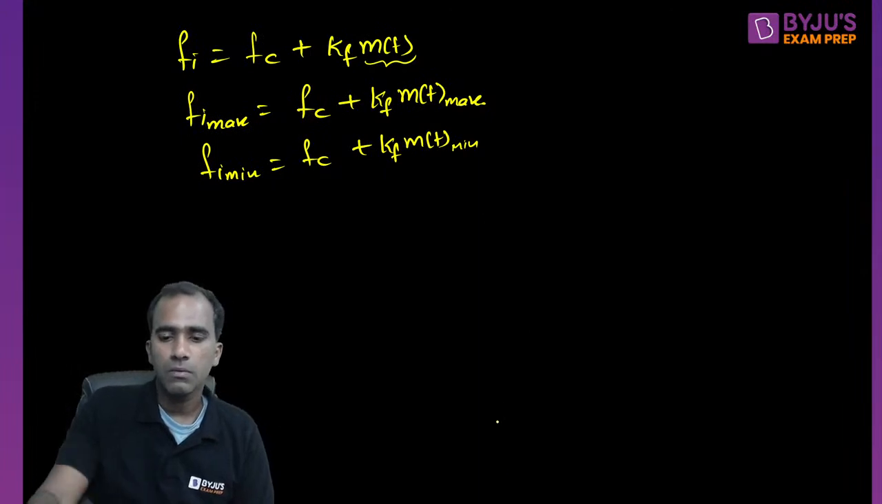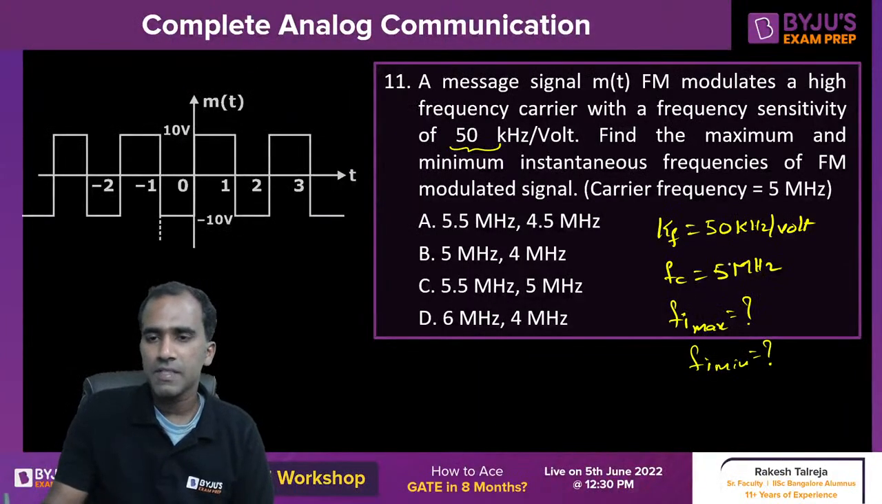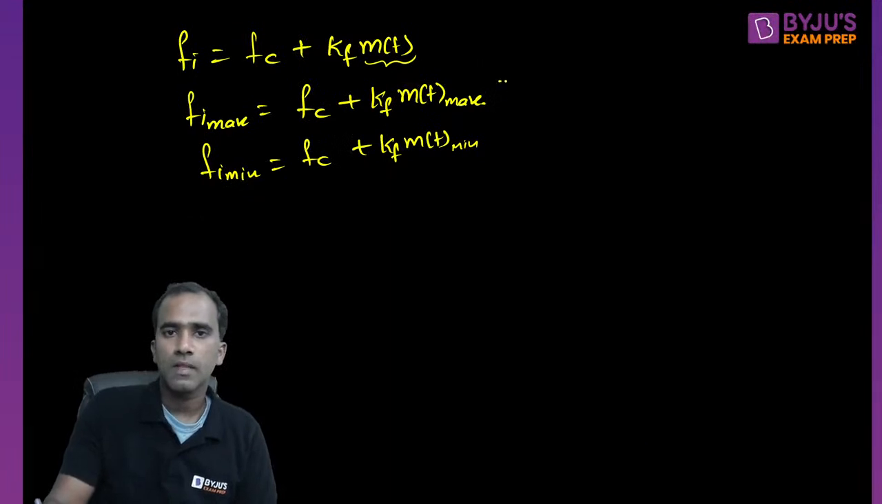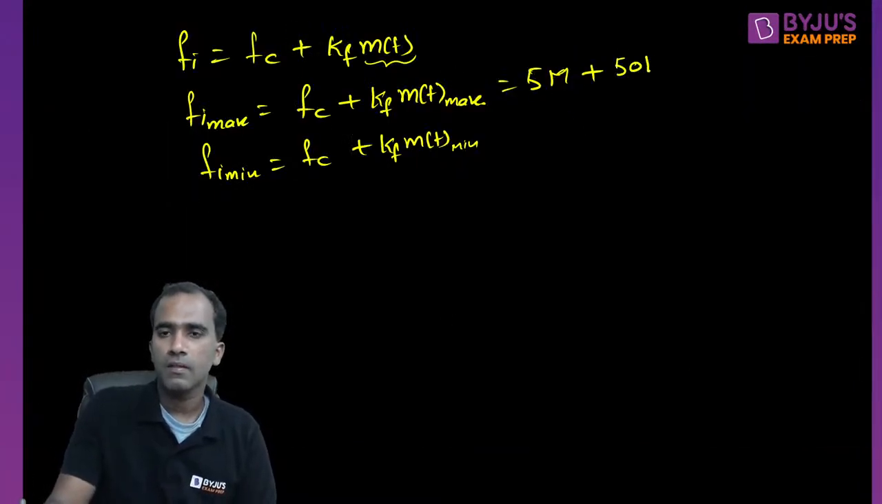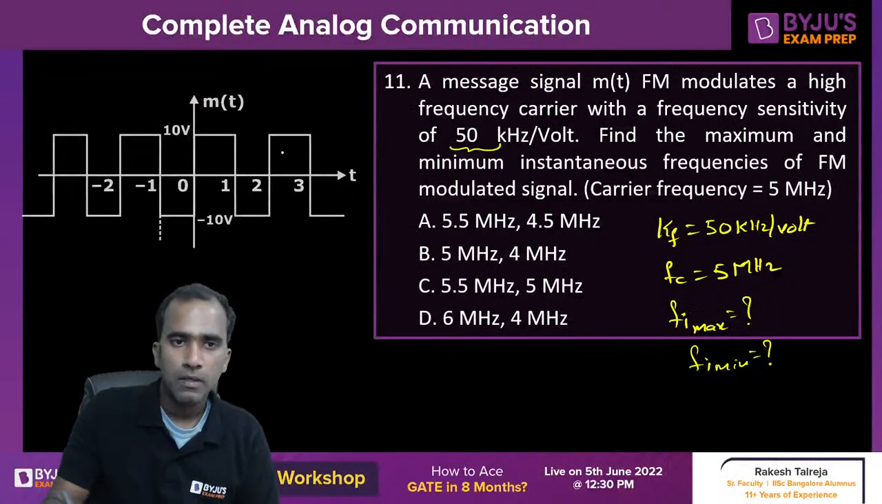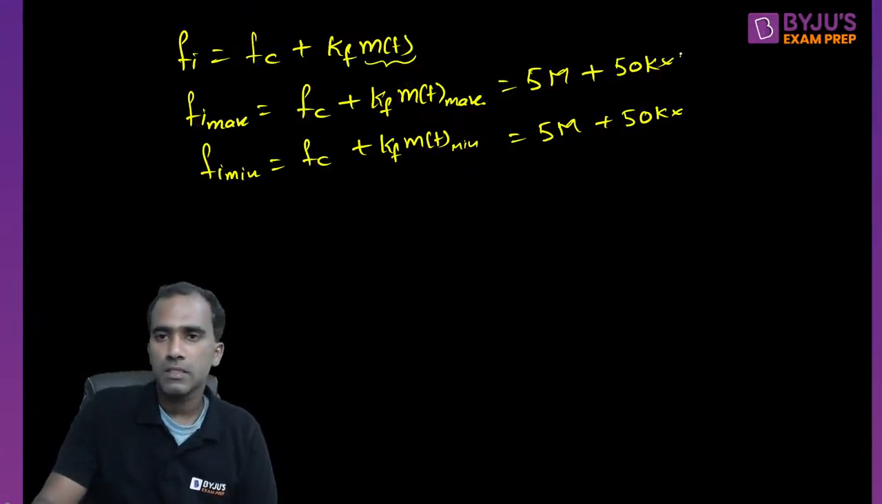Now what is given? Fc is 5 megahertz, plus kf, which is 50 kilohertz. Now let us substitute the maximum and minimum amplitudes of the message. What is the maximum amplitude of the message? M of t maximum is 10, m of t minimum is minus 10.